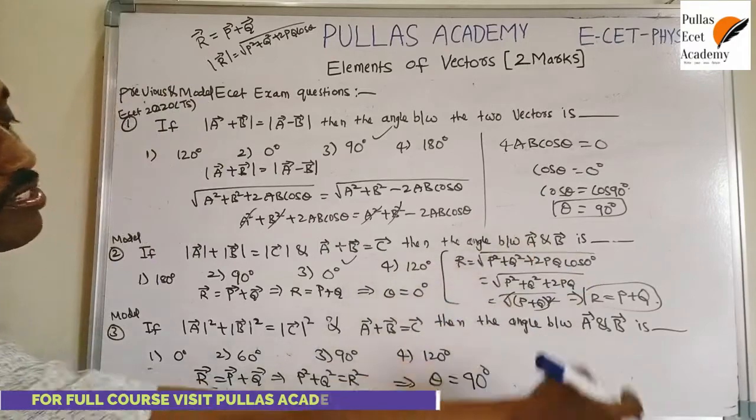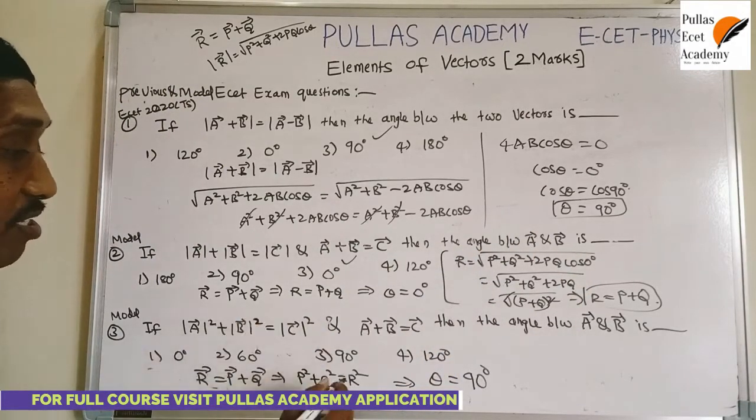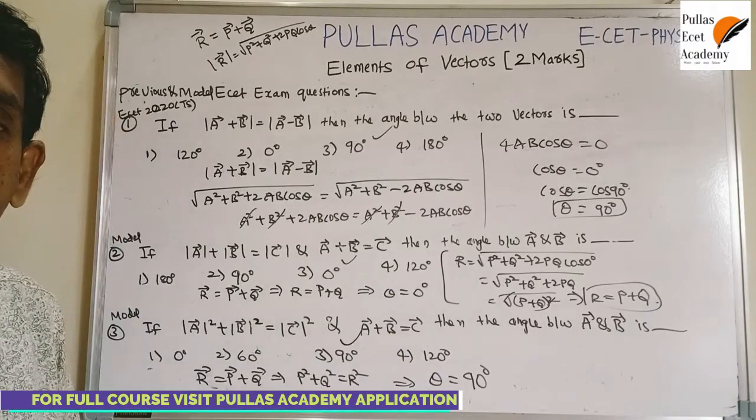In this equation, theta is equal to 90 degrees, so the cos term becomes 0. R is equal to under root of P square plus Q square stands. R square is equal to P square plus Q square. So which is correct here? 90 degrees. That's a simple solution.